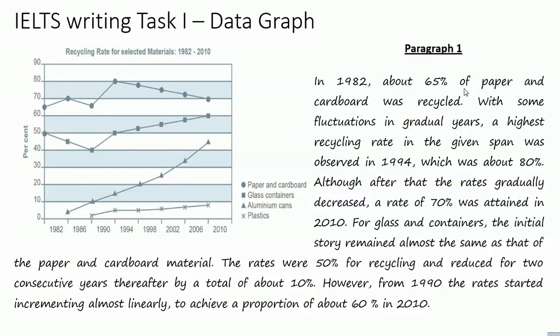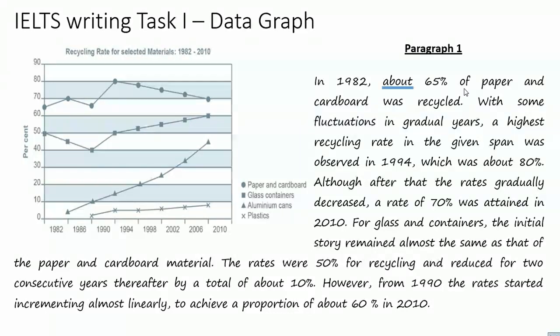For glass and containers, the initial storage remained almost the same as that of the paper and cardboard material. The rates were 50% for recycling and reduced for 2 consecutive years thereafter by a total of about 10%. However, from 1990, the rates started incrementing almost linearly to achieve a proportion of about 60% in 2010. This completes my paragraph 1, and now we'll analyze it.